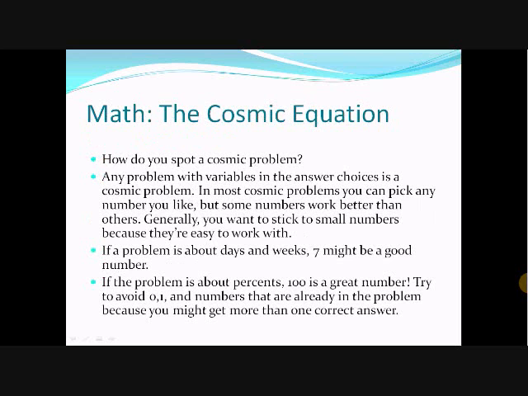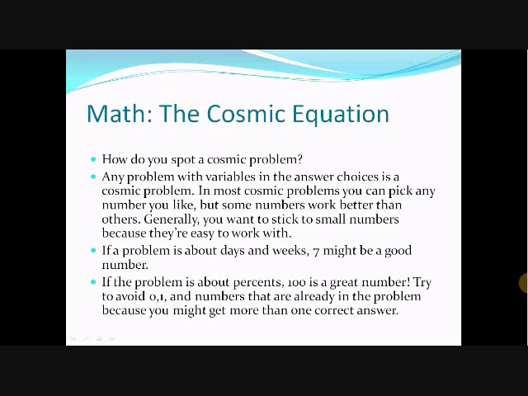Now the second type of problem in the algebra section is called the cosmic equation. How do you spot a cosmic problem? Basically, it's any problem with variables in the answer choices. In most cosmic problems, you can pick any number you like, but some numbers work better than others. Generally, you want to stick to small numbers because they're easy to work with.